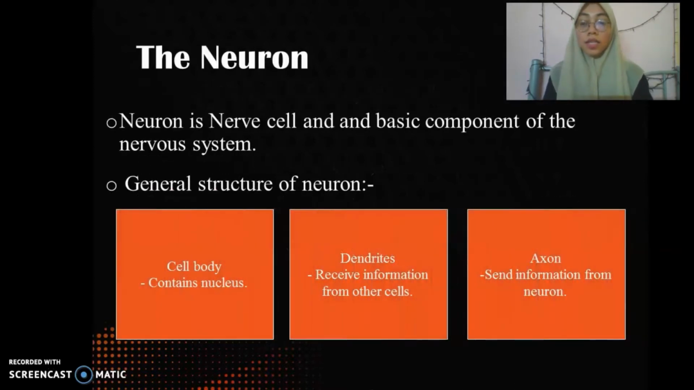Okay, second, the neuron. Actually, a neuron is a nerve cell and is a basic component in the nervous system. A neuron has 3 general structures. The first is the cell body, which has a nucleus, and the nucleus's function is to control all the activities in the cell. Second, dendrites. The dendrites' function is to receive all the information from the other cells, and the axon's function is to send all information from the neuron.